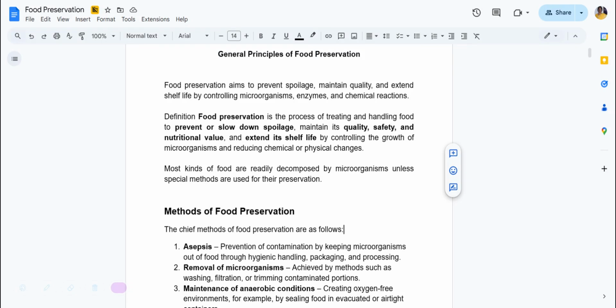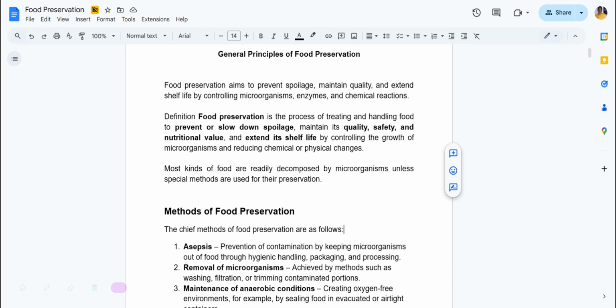Food preservation, by definition, is a process of treating and handling the food to prevent or slow down the spoilage by microorganisms, maintain its quality, safety, and nutritional value, and extend the shelf life of the food by controlling the growth of the microorganisms. So this is the definition, and there are several types of foodstuffs which are readily decomposed by microorganisms unless special methods are used for preservation.